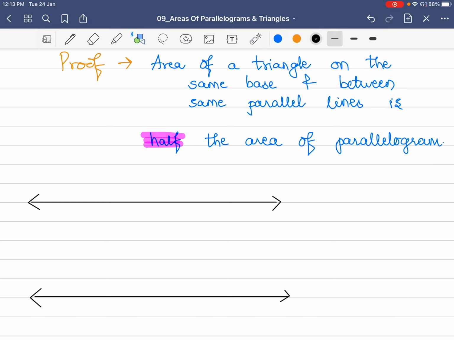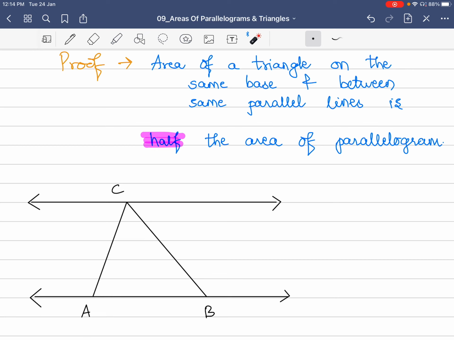Now, what they're saying is area of a triangle. So let me draw a triangle here. So let's say this is my triangle. So this is my triangle between two parallel lines. Let's give a name to the triangle. So let's say this is A, B and C.